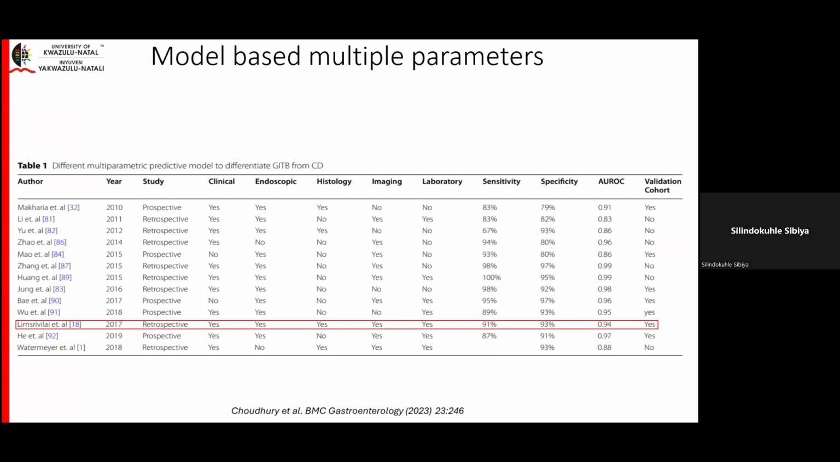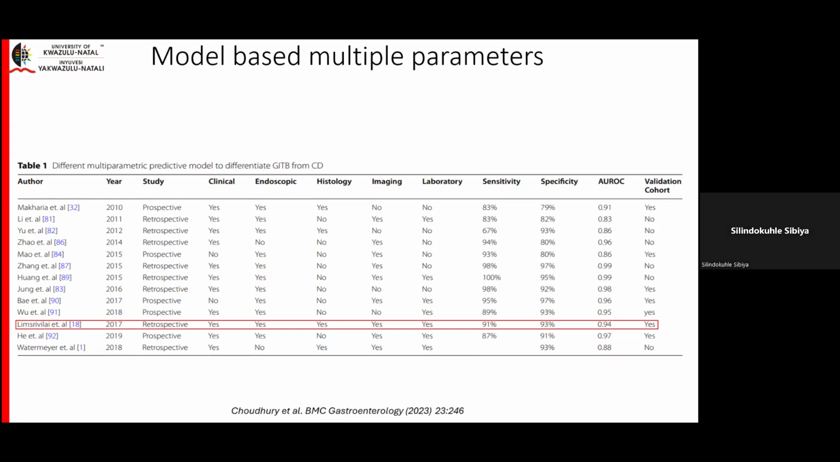Model-based multiple parameters have been looked at in the literature, since none of these investigations are 100% sensitive or specific in diagnosing or differentiating between Crohn's and TB. They looked at multiple things like clinical features, endoscopy, histology, imaging, and laboratory results, to see if you could calculate these and accurately differentiate between Crohn's and TB. What has been found is a sensitivity of about 90% and a specificity of 92%.